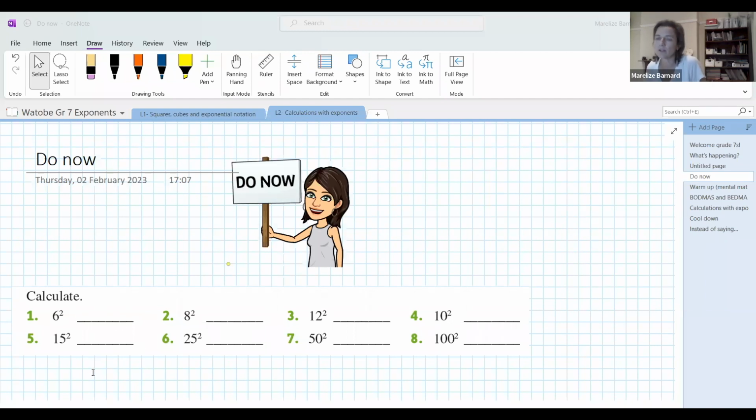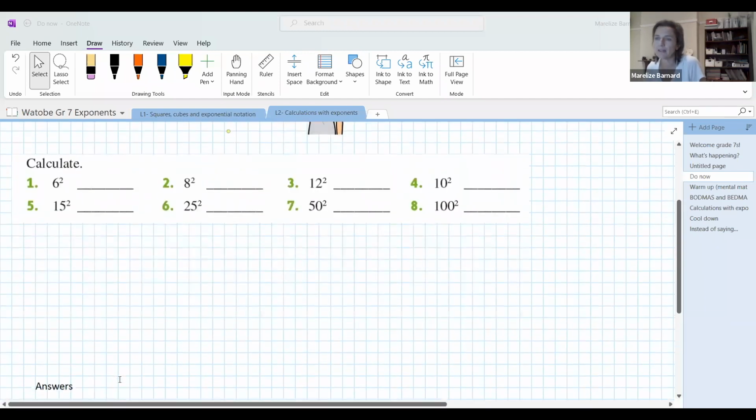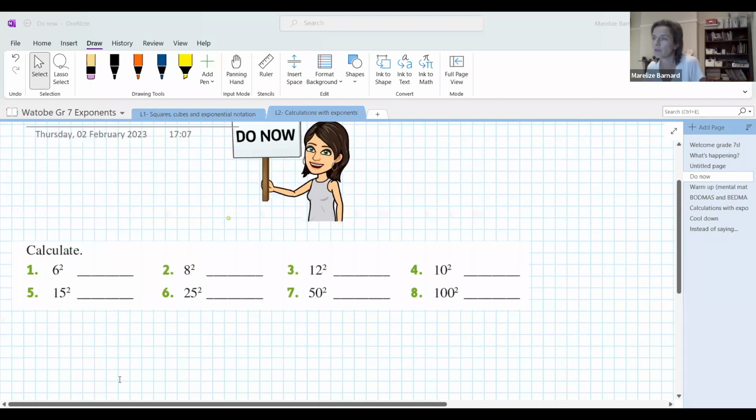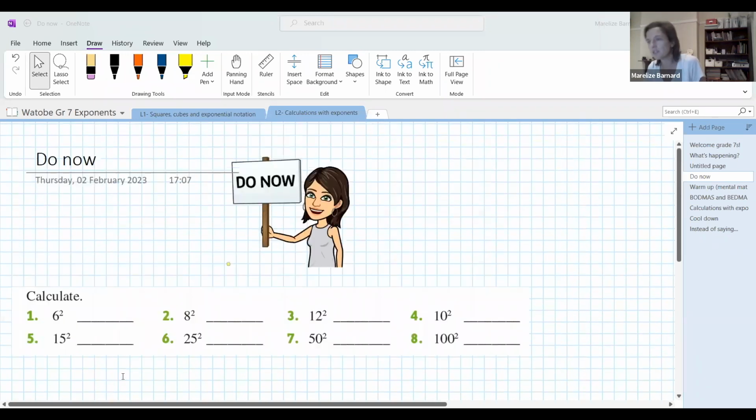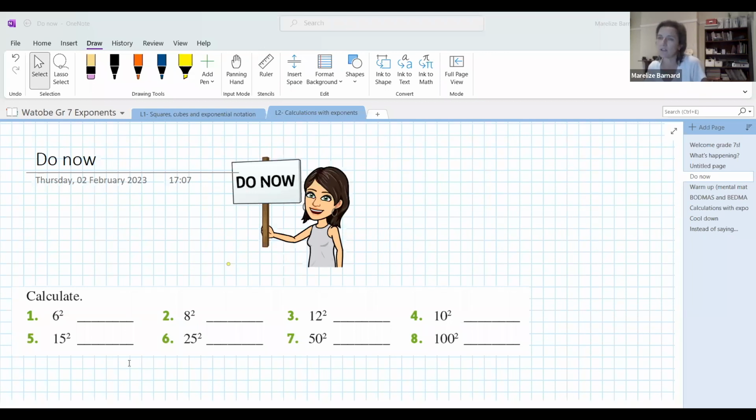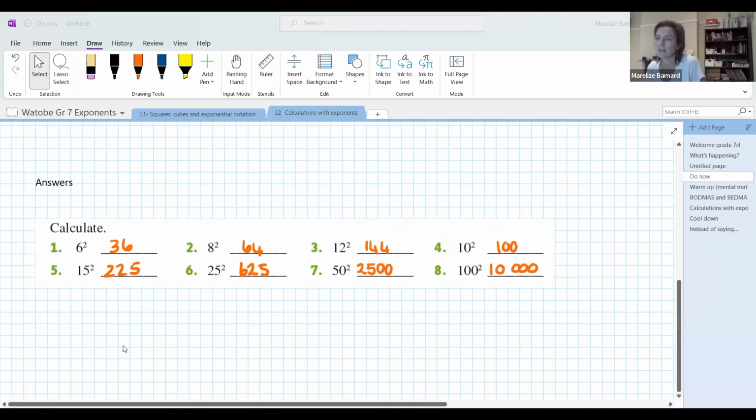So we can start by saying this first one, and you can remember screenshots if you want. If you didn't finish something, or if you want to keep something for later to do, just take screenshots. And then here's our answers.